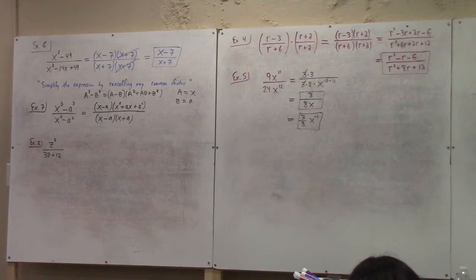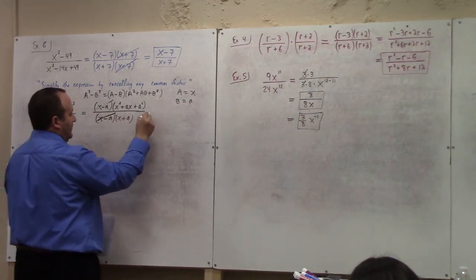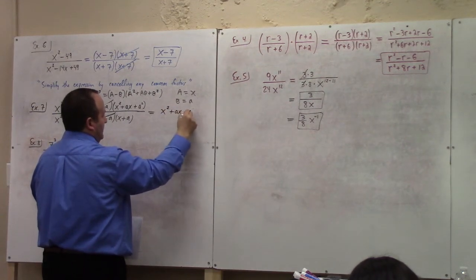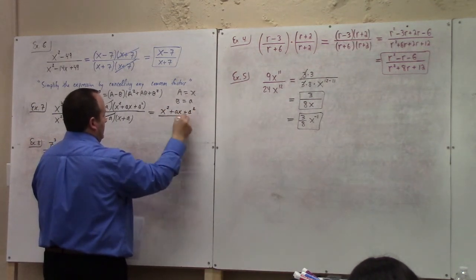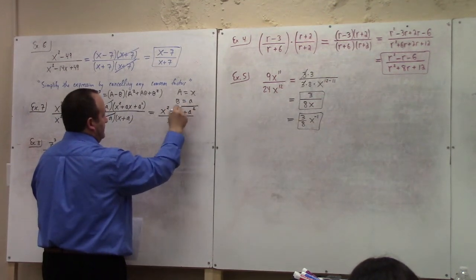So can we simplify anything? Right, the x minus a, and we're just left with x squared plus ax plus a squared divided by x plus a. And that's it. That's all you can do.